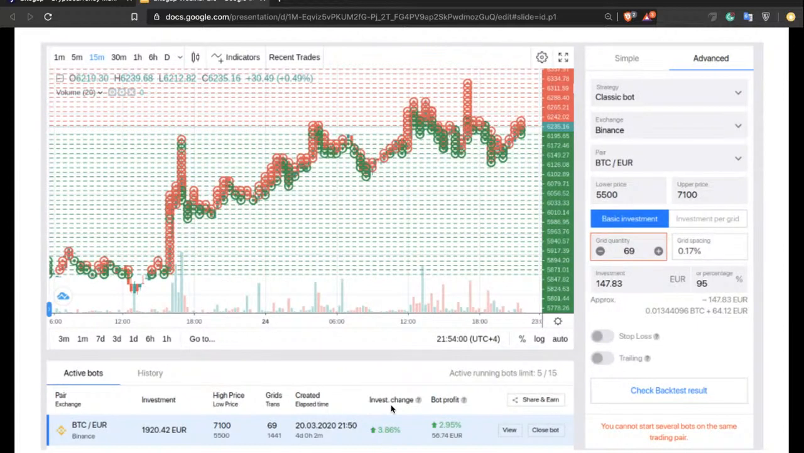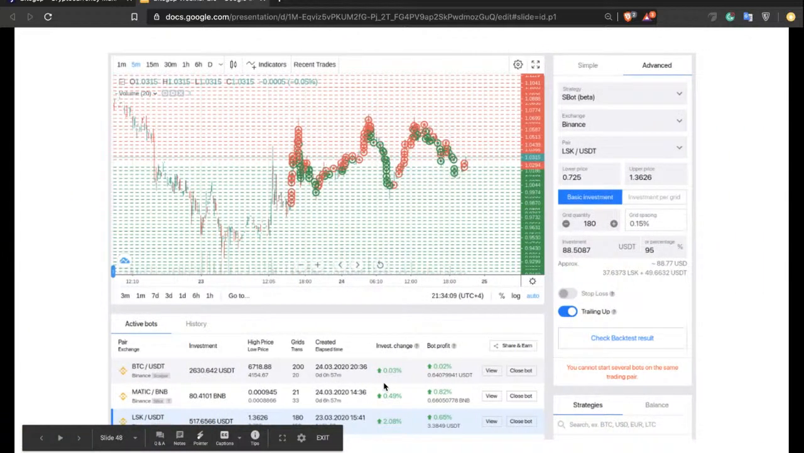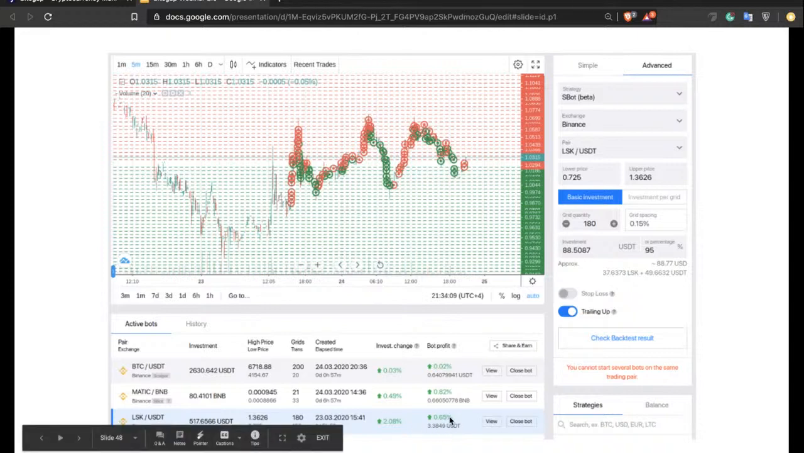Another example, it's BTC trading to Euro, pretty much the same. Here it looks more like a sideways market, but globally it looks like it has started to revert and the upside momentum has finally emerged. And you see the added value here as well.